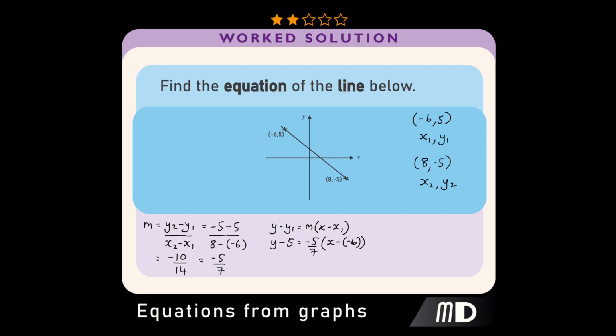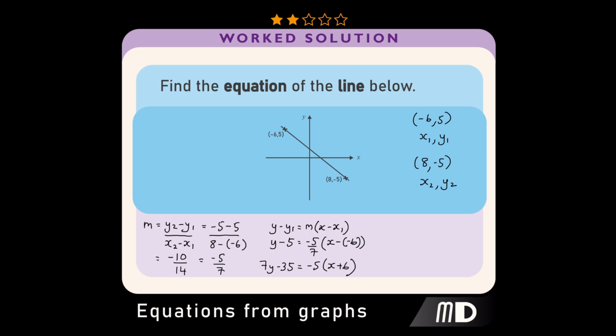Now, I'm going to get rid of the 7 by multiplying both sides by 7. That's going to give me 7y, take away 35 over here. And on the right-hand side of my equation, -5, open bracket x, take away -6, which is x plus 6. Okay, so far that's what we've got.